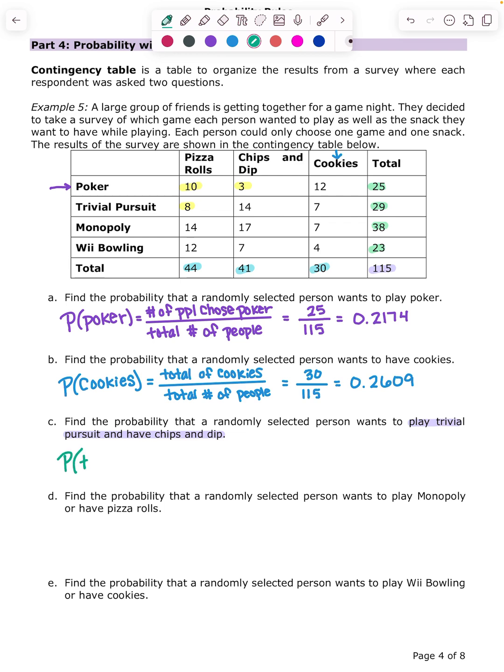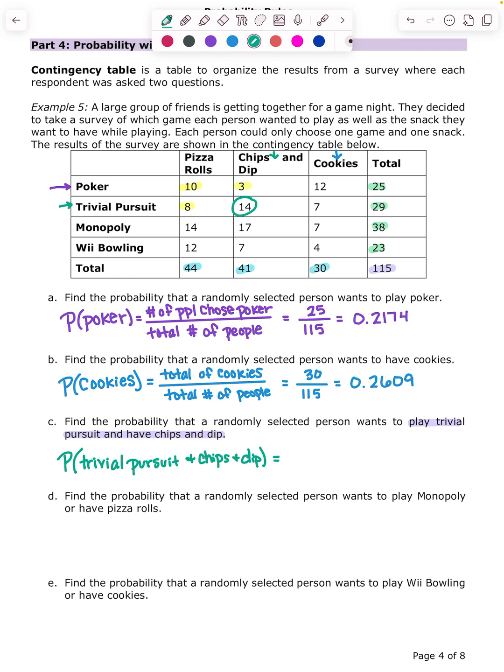So probability of Trivial Pursuit and chips and dip. For this one, we're going to look at the overlap. So we're going to look at the Trivial Pursuit row and the chips and dip column, and we're going to find the number of people that chose both of those items.